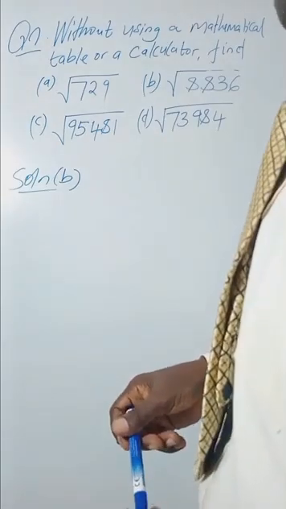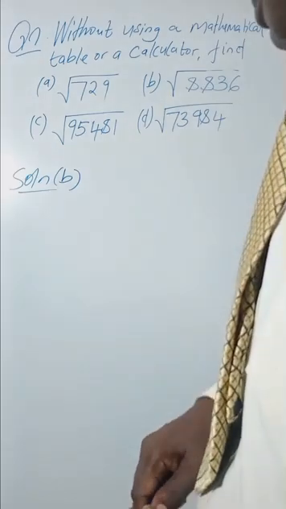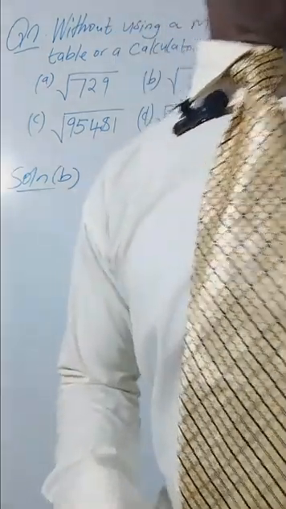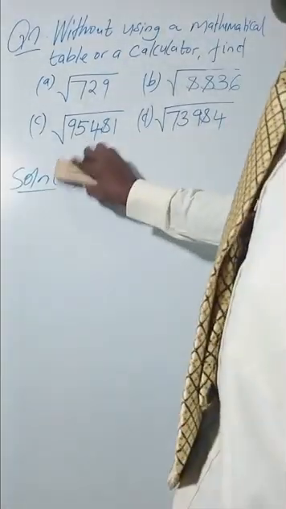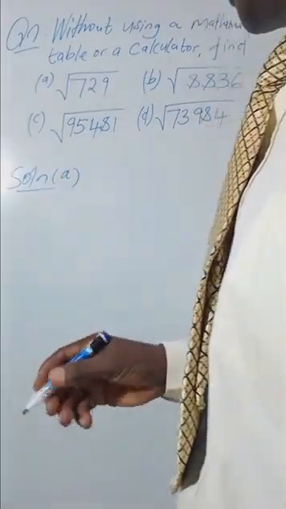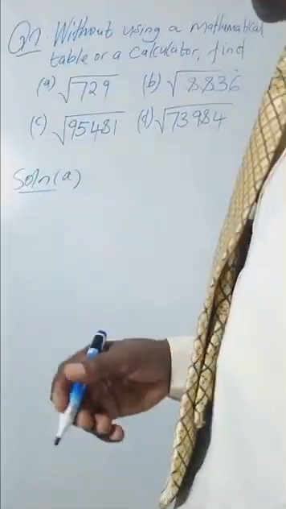When you're told to find without using a mathematical table or calculator, in other words, you are told to solve by using the general method of finding square root. How is the method? The method goes like this. We start with part A. I wanted to leave part A for you and start with part B, but let me do part A.